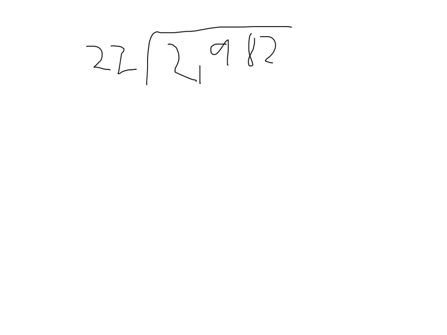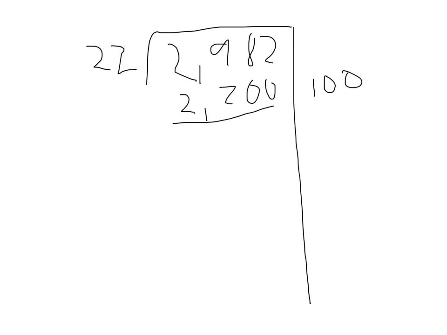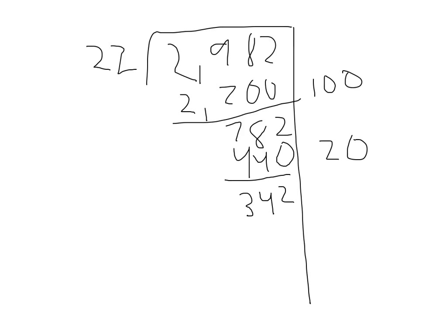Now let's do the division problem, the partial quotient algorithm. It's going to be 2,982 divided by 22. So we know that 22 times 100 is going to be 2,200 with a remainder of 782. And then we know 22 times 20 will be 440. So we'll do that and we'll have a remainder of 342.